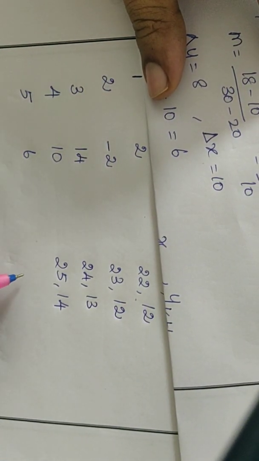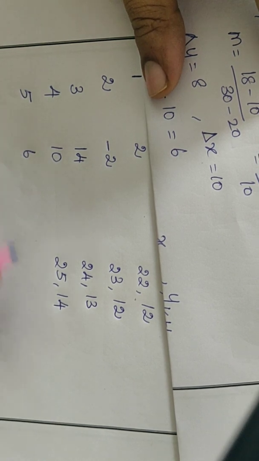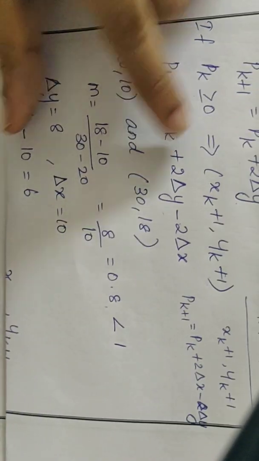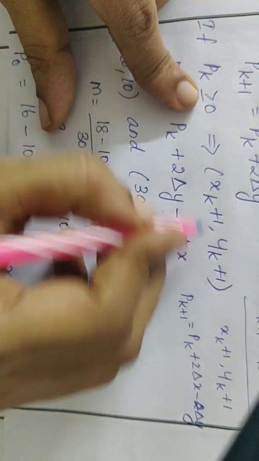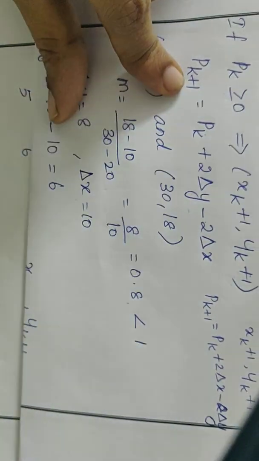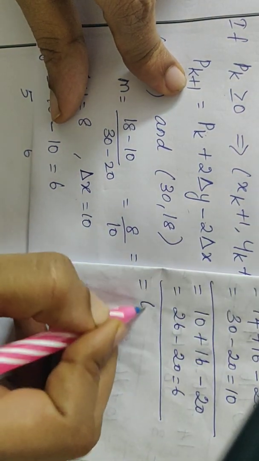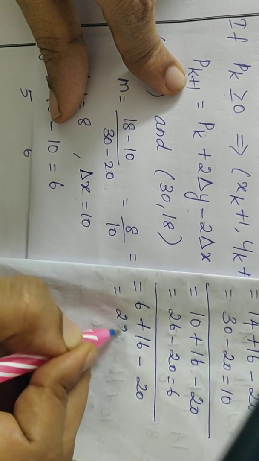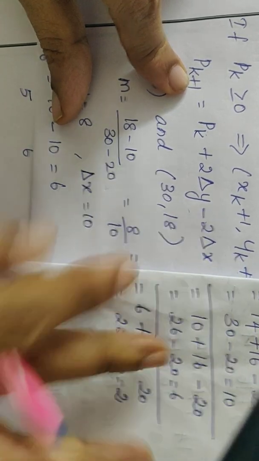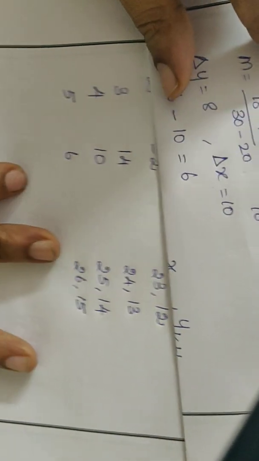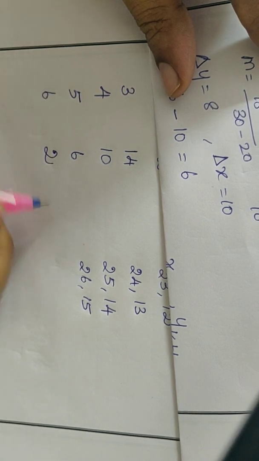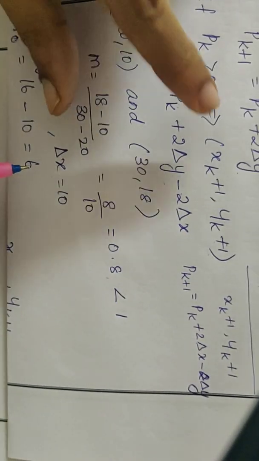Next iteration, 6 is greater than 0. So I will be incrementing both. It is greater than 0, I have to increment both. And now I have to use this equation. So it is 6 plus 16 minus 20. It is 22 minus 20, which is equal to 2. I will be writing that 2 here. Next iteration, 2 is greater than 0.